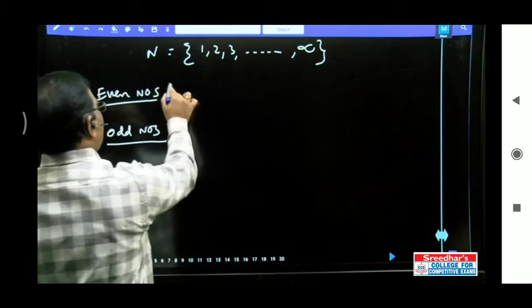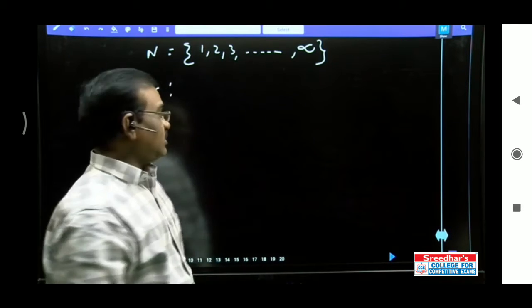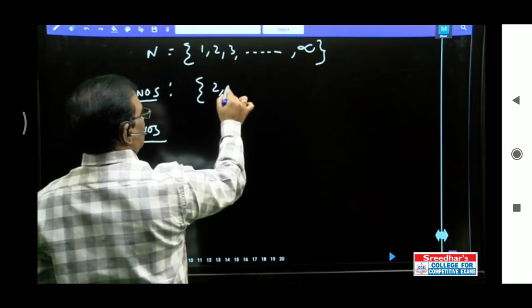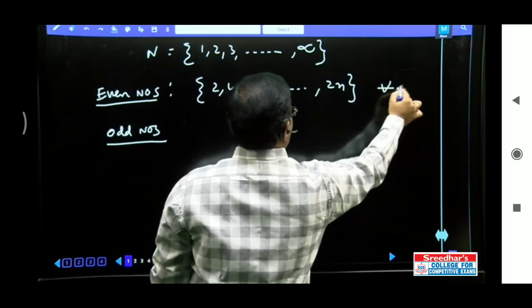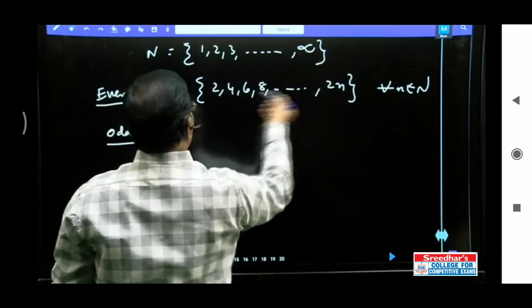First, even numbers. What are even numbers? Natural numbers which are exactly divisible by 2 are called even numbers. Even numbers are 2, 4, 6, 8 and so on. The formula is 2n for all n belongs to N. If we substitute n as 1, 2, 3 from the set of natural numbers in 2n, we get the even numbers.